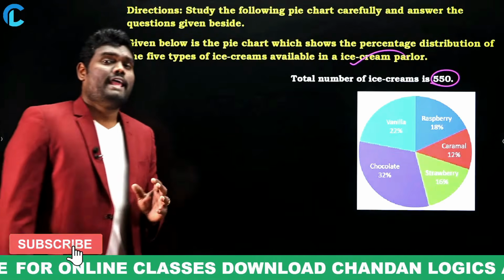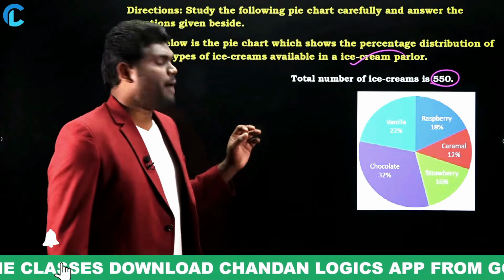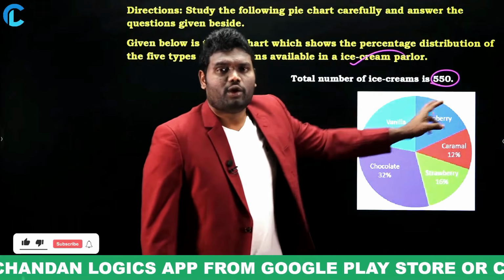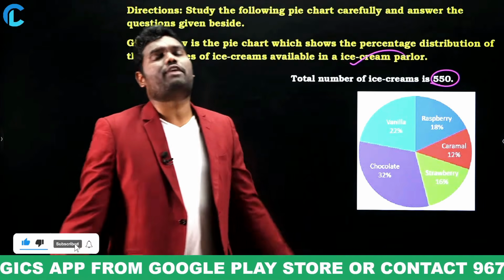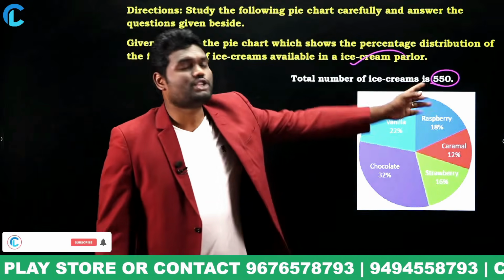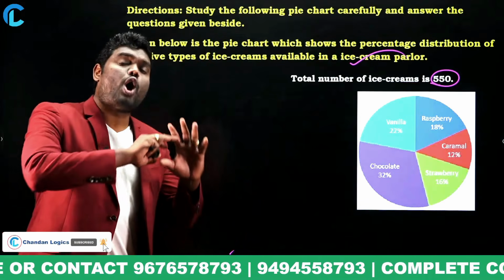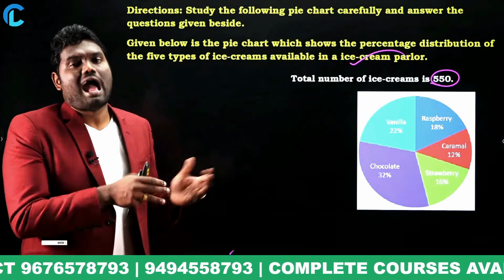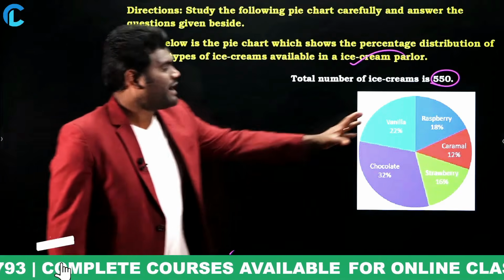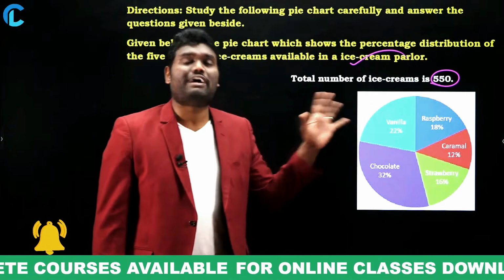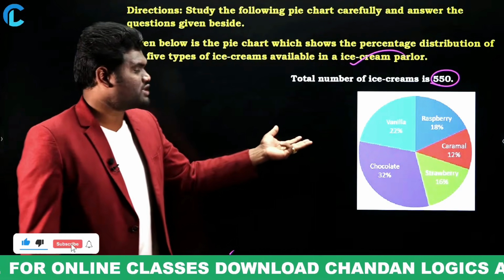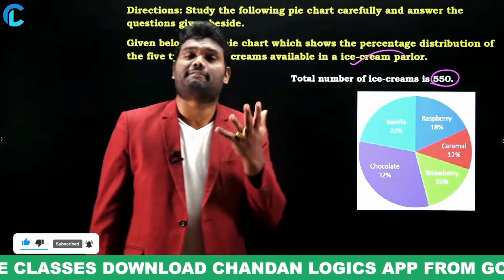Now if someone asks you the question, how many ice creams are there out of total 550 with chocolate flavor? So chocolate flavor ice creams out of total 550 means 32% of 550. Why? Total ice creams are 550, and you have 5 different flavors. Yes or no? One is vanilla, one is caramel, one is strawberry, one is chocolate, one is raspberry. These are the different flavors.